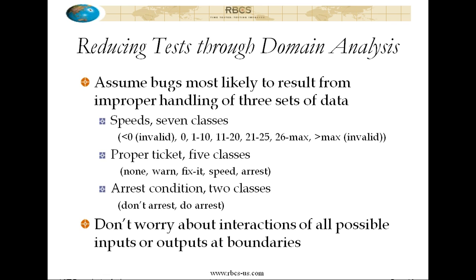And then if we say, all right, we want to look at the 7 classes of speeds shown here: less than 0, that's an invalid, 1 to 10, 11 to 20, 21 to 25, 26 to max, and then greater than max. Tickets: none, warrant, fix-it, speed, and arrest, and then the arrest condition is either do or don't. We'd say we're not going to worry about the different input and output interactions, the boundaries.